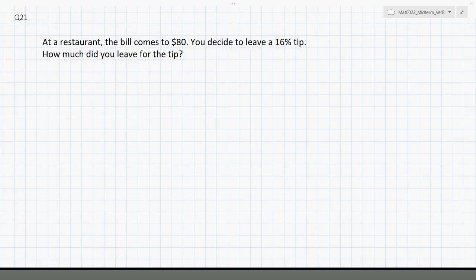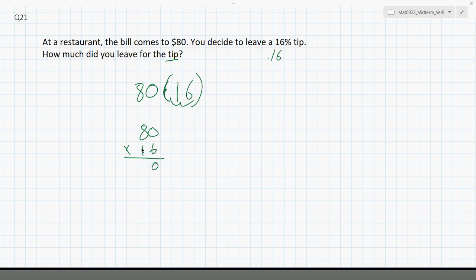Alright, question 21. At a restaurant, your bill becomes $80. So we know that it's going to be $80, and we need to leave a 16% tip, which would be 0.16 in decimal form. How much do you need to leave for the tip? Just the tip, not for the whole payment. So we're going to say $80 times 0.16. We're going to move our decimal place 2 over, and we'll do 80 times 16.